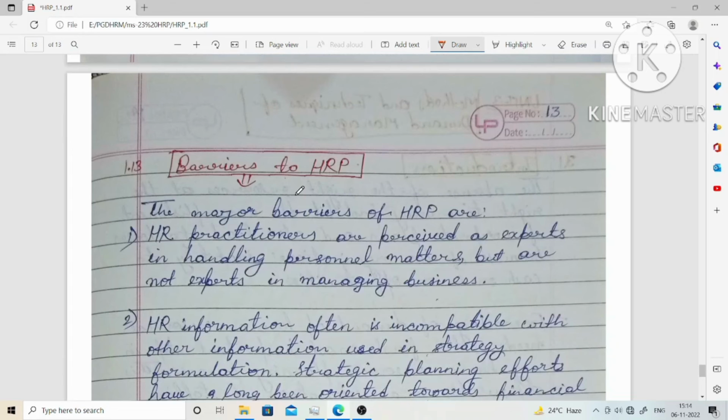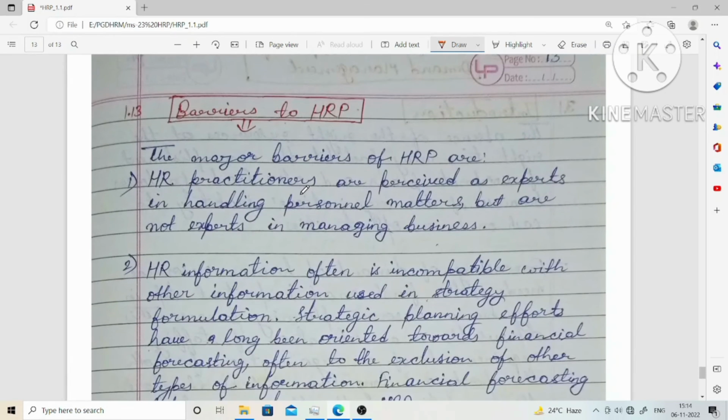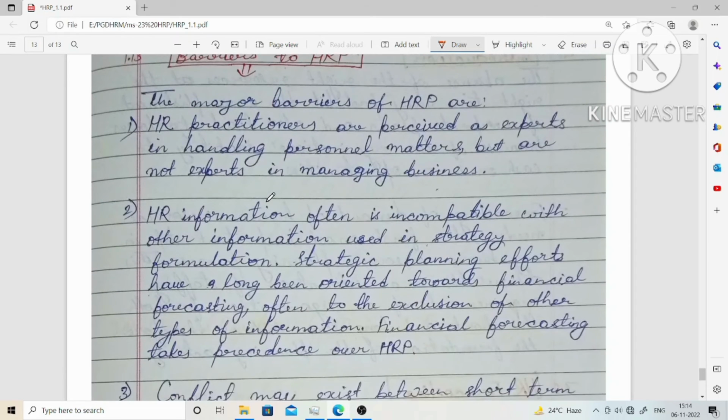The major barriers of human resource planning are, first, HR practitioners are perceived as experts in handling personal matters but are not experts in managing business. So personal matters are related to human factors. HR practitioners are perceived as experts there, but they are not thought of as business experts. So if people perceive them as not capable of managing the business, they are less valued in the context of managing business.